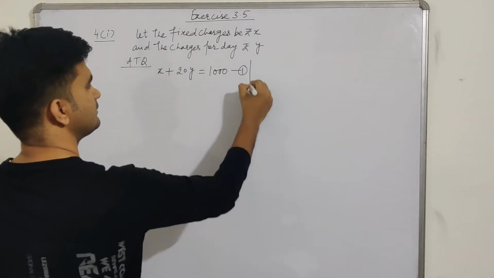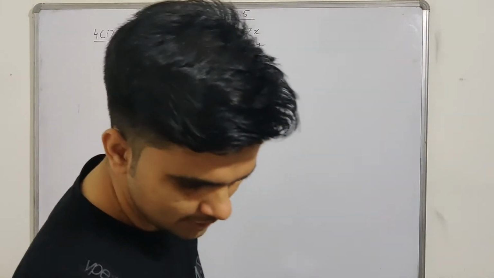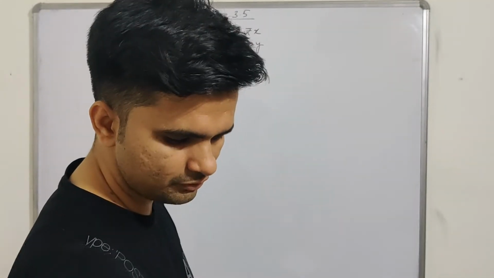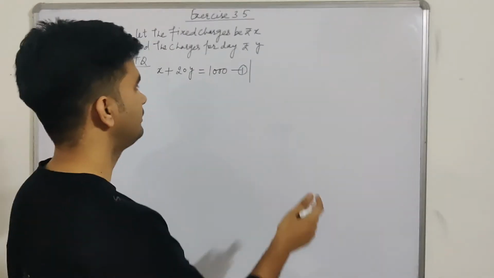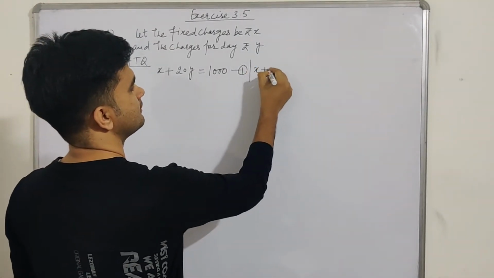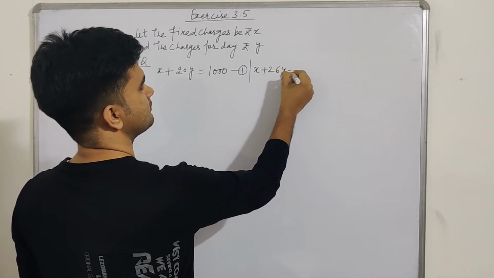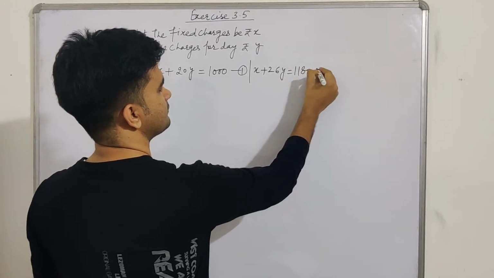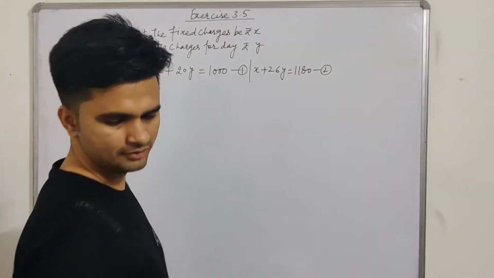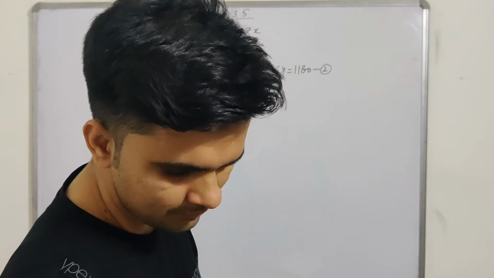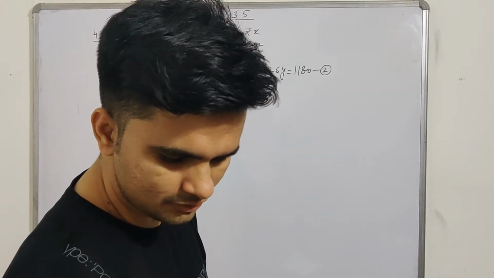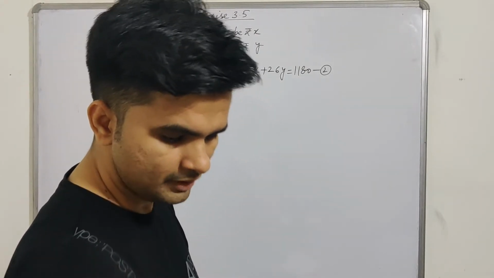The next condition is: student B who takes food for 26 days. Fixed charges plus 26 days, 26Y, and the student has to pay rupees 1180. Find the fixed charges and cost of food per day.